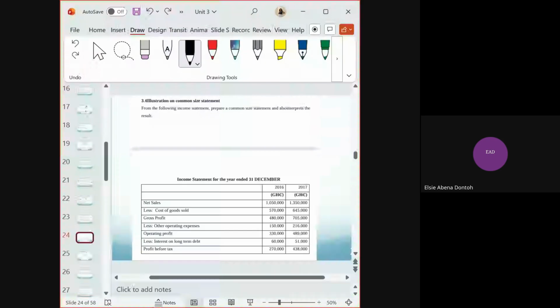Hello. Hey, you people, where are you? Hello, madam. Madam, you get 47.8. 47.8. So you do same for, let's do for gross profit. So for 2016, what do we have? How will we calculate for 2016?